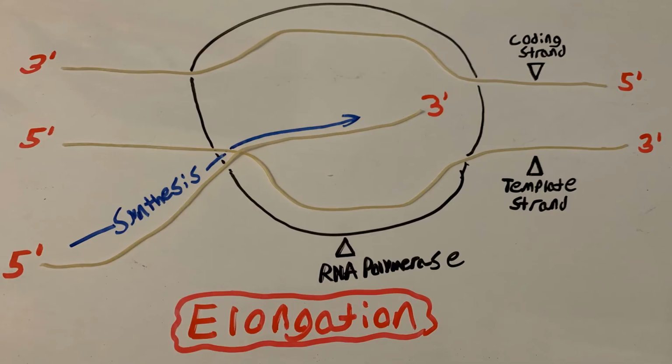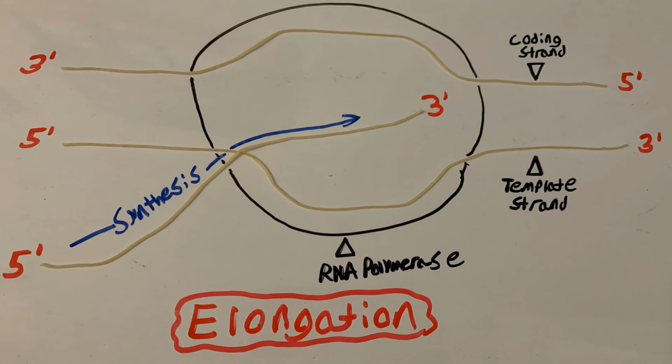And now we go into elongation. So this starts again when the sigma factor is released. So the RNA polymerase is able to move along the template strand in the 5' to 3' direction. When this process occurs, you're left with an RNA strand that is the same as the DNA strand, except for the fact that the T nucleotides are U nucleotides in the RNA strand.